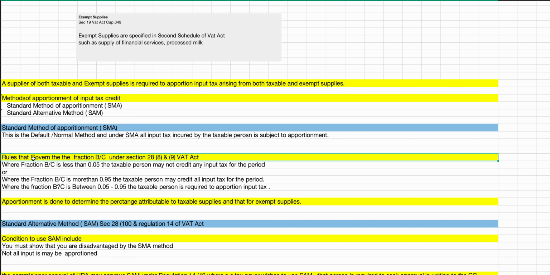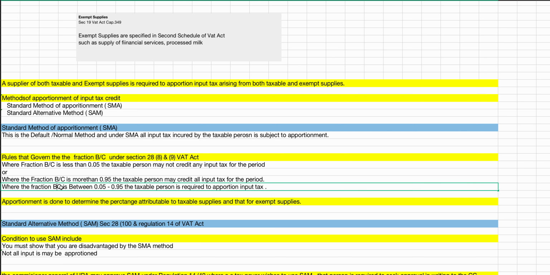Then the instances whereby the fraction of B over C is more than 0.95. If it's more than 0.95, the taxable person may credit all the input. And then where B over C is between 0.05 and 0.95, the taxable person is required to apportion the input. So these are the rules you should look out for and consider when it comes to the standard method of apportionment, or the normal method, or the default method of apportionment of VAT by the taxable person.